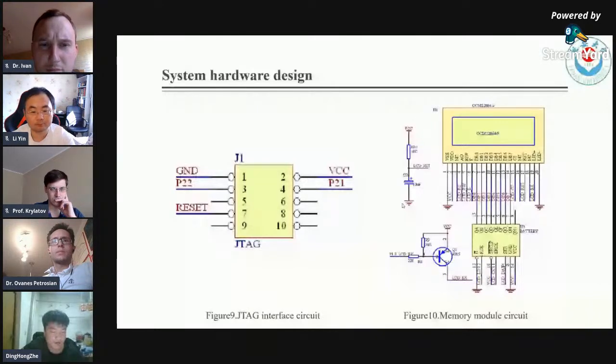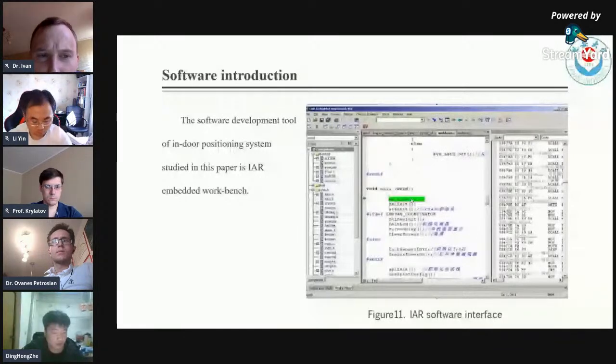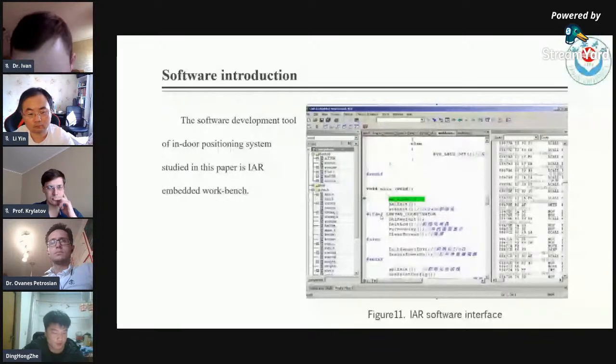The next part is the software introduction of the system. The software development tool used in this system is IAR Embedded Workbench. It can not only realize cross compilation of C language and C++ language programs, but also realize on-chip debugging functions, such as variable viewing, breakpoints, tracking, and other functions. The picture shows the software running interface.